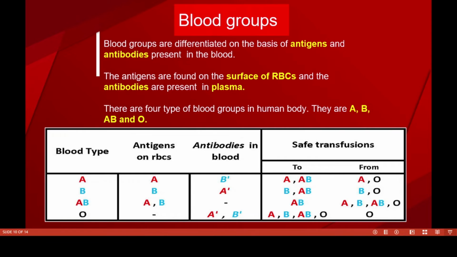If AB blood group, we can donate only to AB, but we can receive from A, B, AB, and O, all four blood groups, because AB is the universal acceptor. If blood type O, we can donate to A, B, AB, and O, because O is the universal donor, and we can receive only from the O blood group. Are you clear?